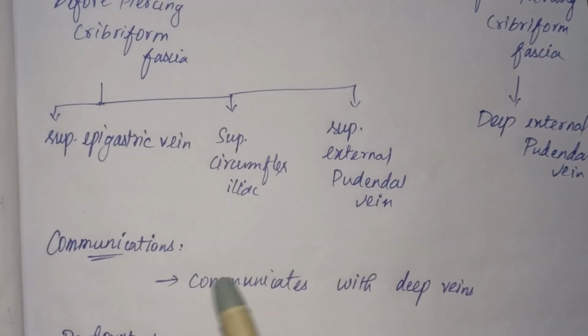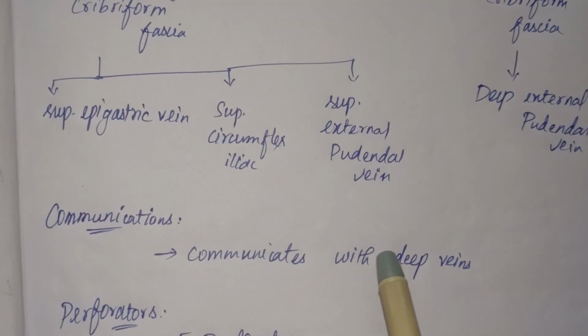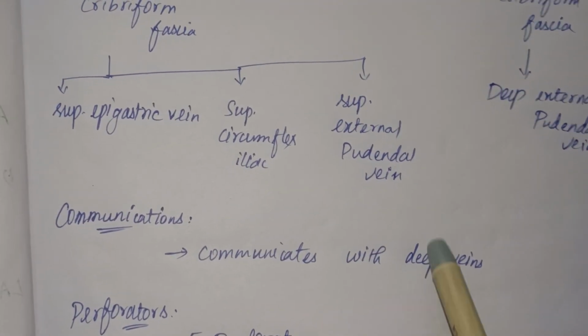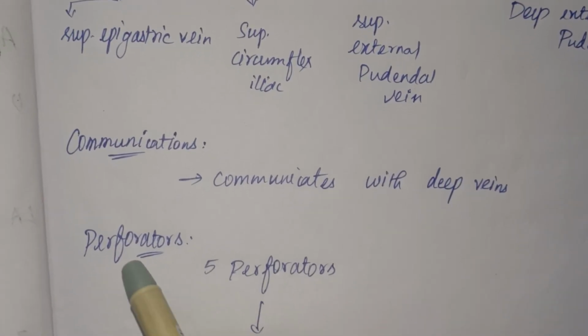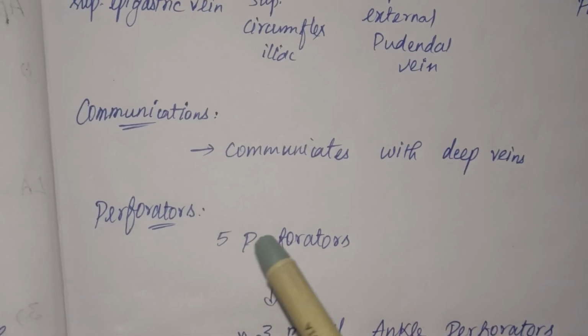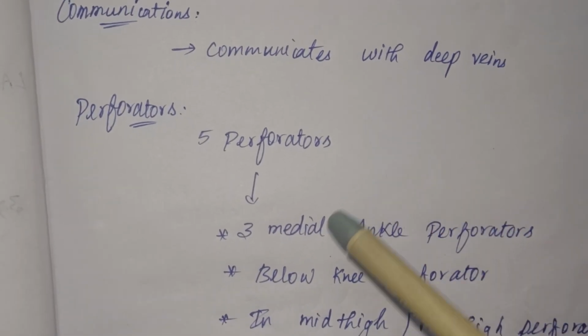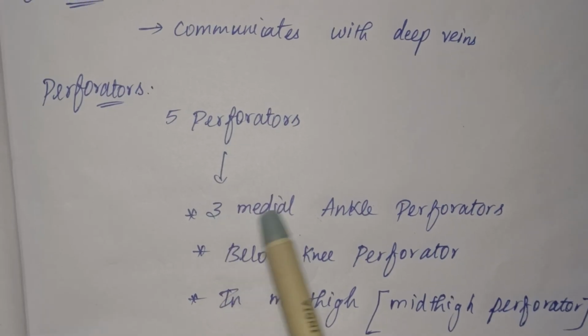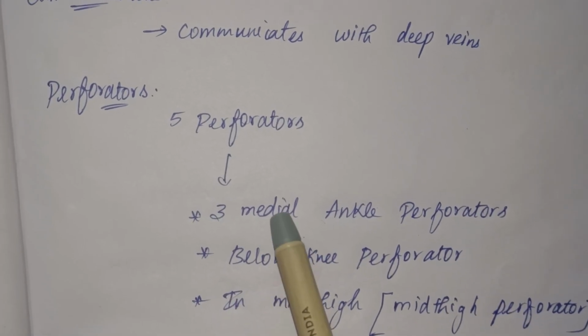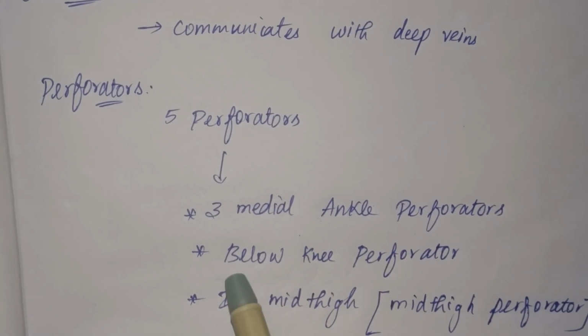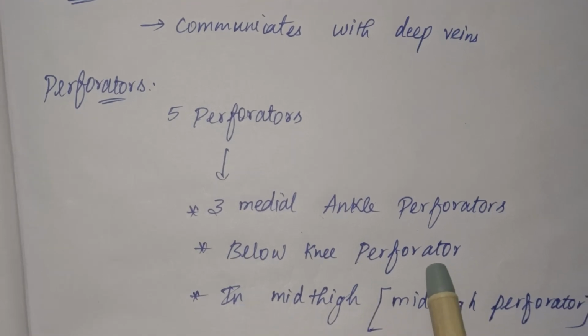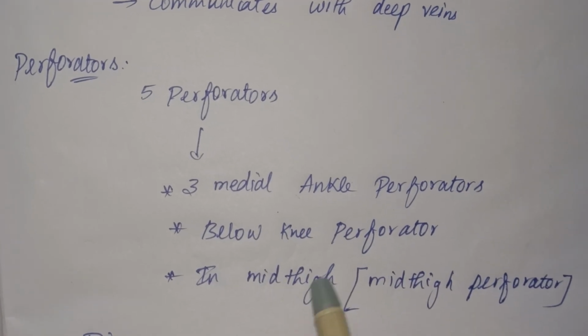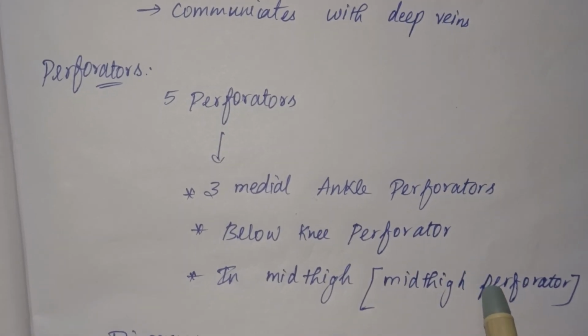Next, what are all the communications? It communicates with the deep veins. Only communication is with the deep veins. Next, what are all the perforators? There are totally 5 perforators, so let us see one by one. The first one is 3 medial ankle perforators, on the medial side of the ankle, and one below-knee perforator, and in the mid thigh, the mid thigh perforator.